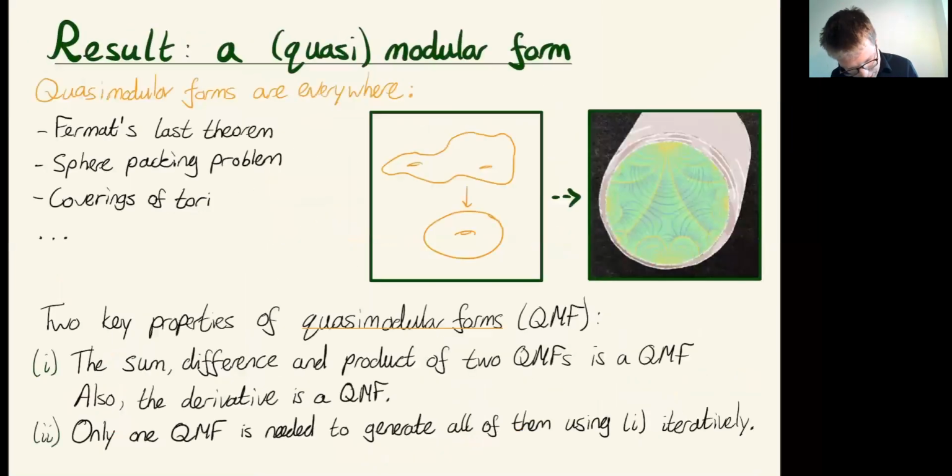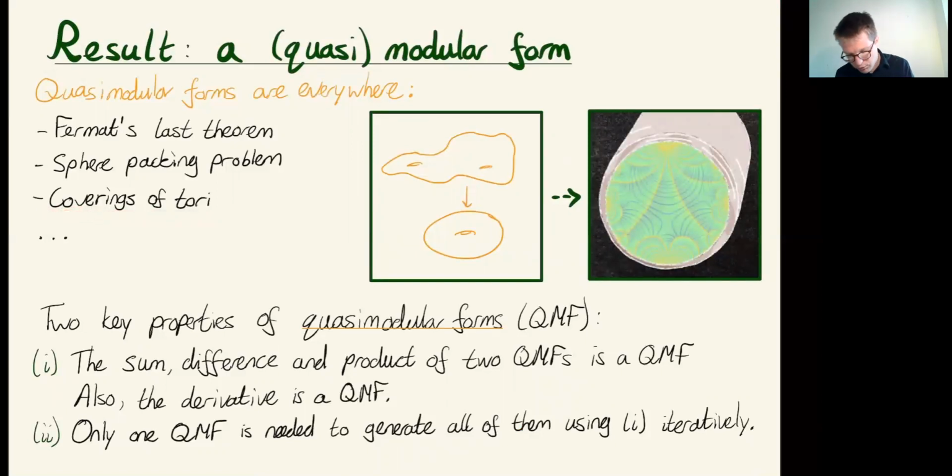So let me say something about quasi-modular forms. Quasi-modular forms are everywhere in mathematics. To mention a few instances, for example, they occur in Fermat's last theorem. In fact, not in the statement, but they are really necessary in the proof of Fermat's last theorem. They occur in the same way in the proof of the sphere packing problem in dimension 8 and 24. More recently was this proven, and more related to the work in my thesis, they also occur as certain generating series corresponding to coverings of tori.